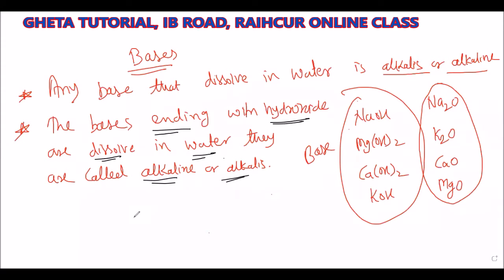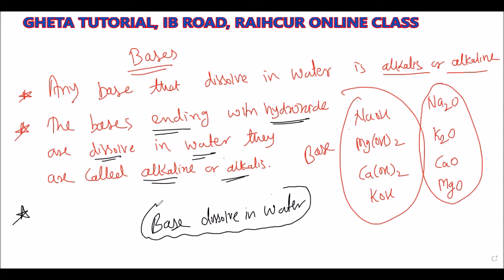So when any base is dissolved in water, what does it produce? Only the base is dissolved in water. Here, where is the salt? When the bases dissolve in water, what will they form? Suppose I ask: OH minus ion. OH minus ion. That is correct.